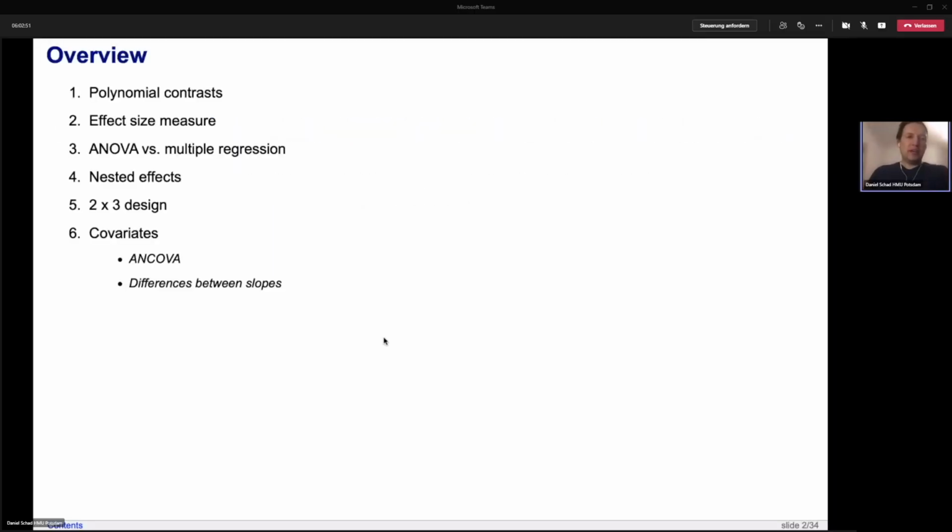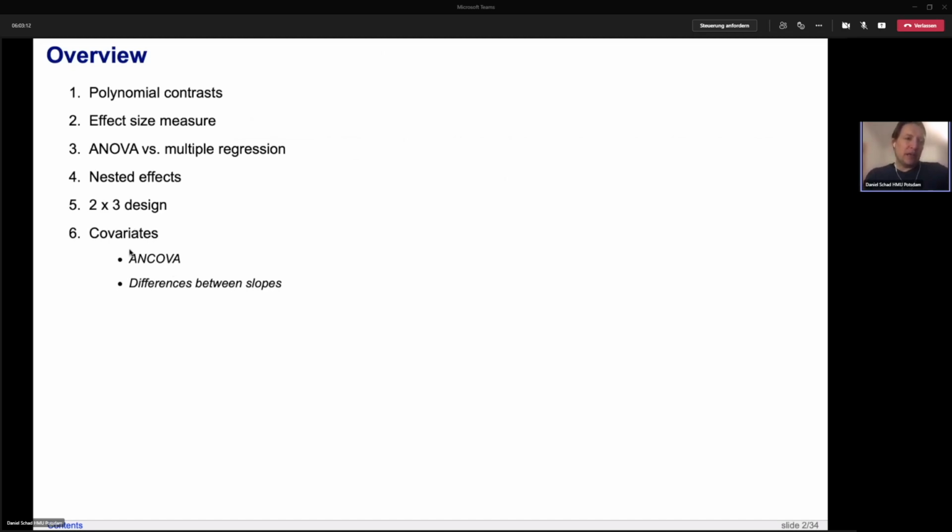So, overview again: first polynomial contrasts, then one effect size measure for contrasts, then the comparison between ANOVA and multiple regression in a 2x2 design, then nested effects in a 2x2 design, then an example with a 2x3 design, and then covariates with ANCOVA and differences between slopes.